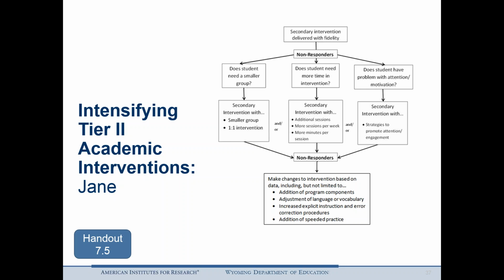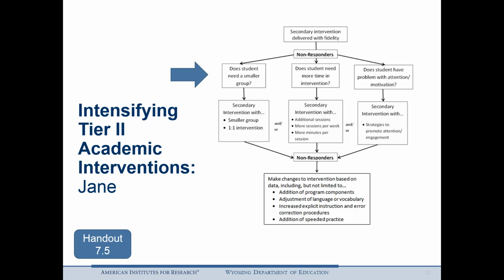The team of teachers looking at Jane's data use a decision-making tree to assist them in identifying an appropriate quantitative adaptation to the Tier II intervention. The decision tree provides a team a standardized approach for making decisions around intensification of Tier II interventions for non-responders. The team considers where their hypothesis fits within three choices for quantitative adaptations.